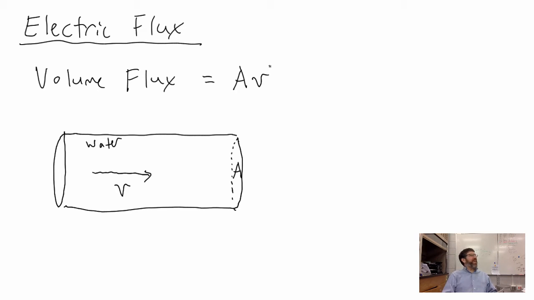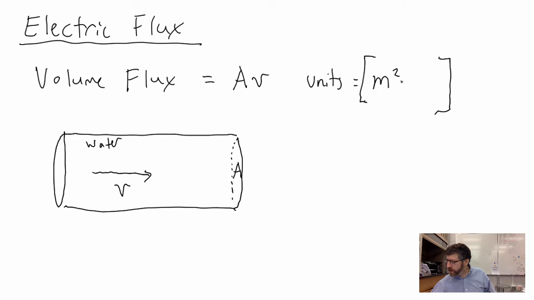Now let's figure out what the heck that really means. What are the units of A times v? In this case, what are the units of area? Meters squared, and usually we use brackets when we're talking about units. Meters squared. What are the units of speed v? Meters per second. So notice that this gives us the units cubic meters per second.